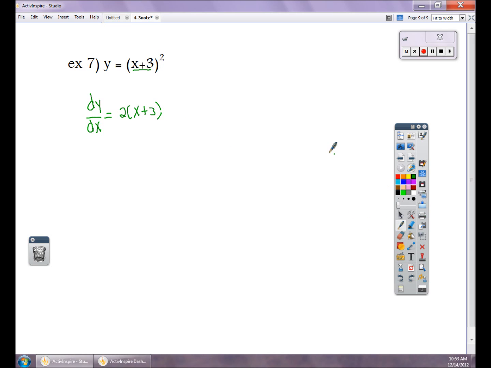Here's another way you could have done it. You could have expanded the binomial. When you expand x plus 3 squared, you would get square the first, double the product, and square the last. You can now take the derivative of each of these terms individually. The derivative of x squared is 2x. The derivative of 6x is 6. And you can see, if I would have distributed back the first time, I would have the same answer.